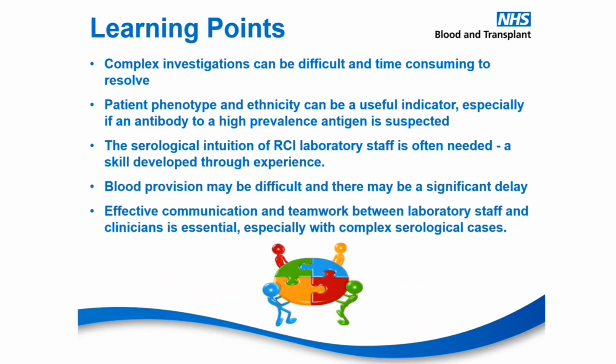So the learning points associated with all of the cases we've discussed with you today: complex investigations can be very difficult and time consuming to resolve, but obviously very rewarding as well. Patients' phenotype and ethnicity can be a useful indicator, especially for antibodies to high prevalence antigens, if that's one of the suspected things going on in the sample. And the serological intuition of the RCI laboratory staff often needs to be called upon. It's a skill that's developed through experience of dealing with these cases day in, day out, over the years of experience that the staff have got in the lab.